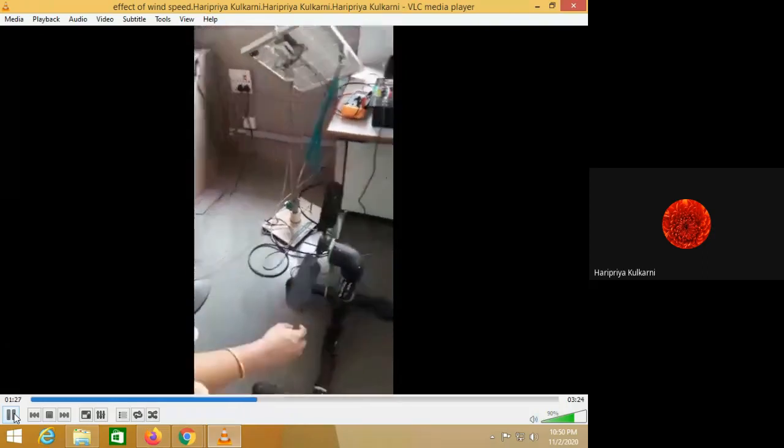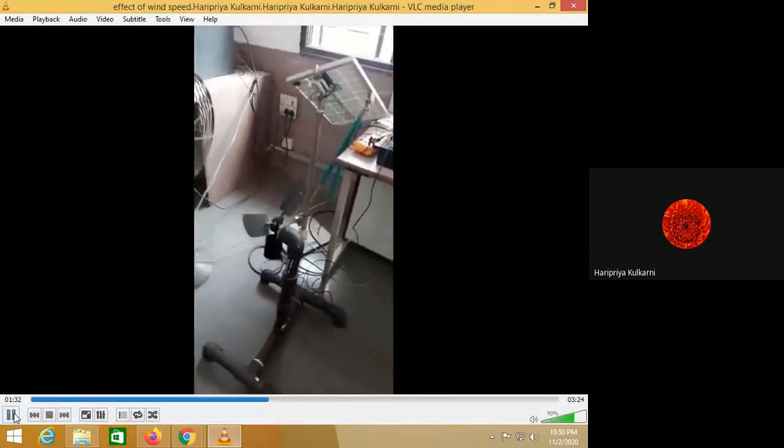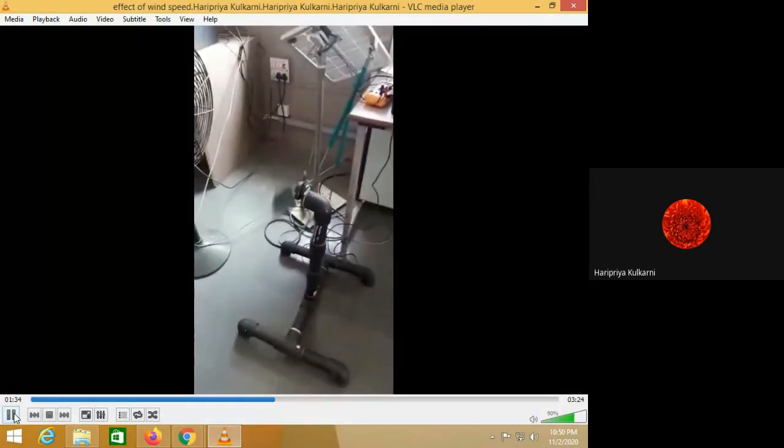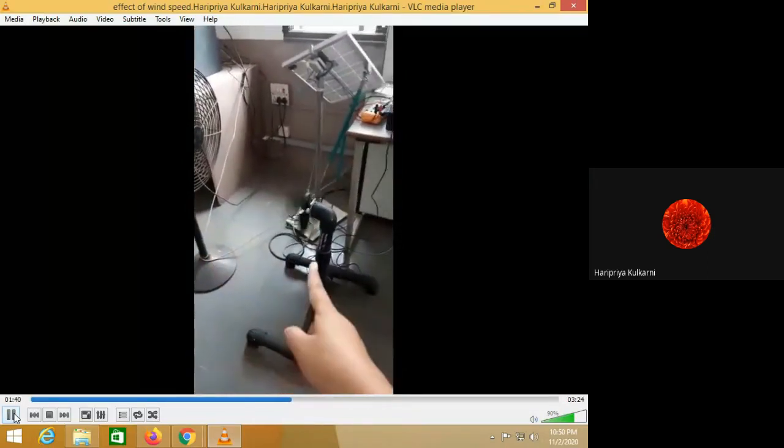So you have to make the observation table as wind speed 1, wind speed 2, wind speed 3, wind speed 4 and wind speed 5. And with that wind speed, you have to observe the corresponding value of voltage. So this is a driver fan, considering it as a natural wind, and this is a turbine. Let us say this is wind speed 1. So the voltage generated you can observe here.